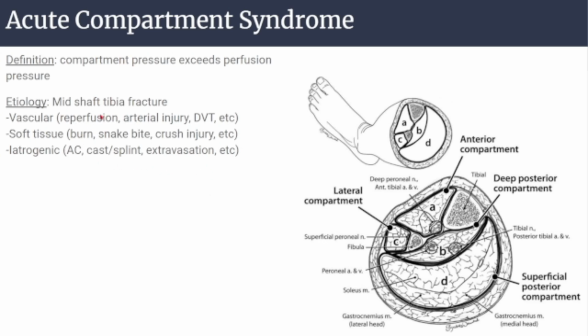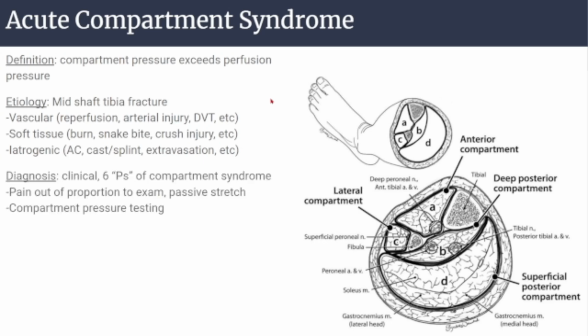It can happen for a lot of reasons, of which midshaft tibia is most common, but vascular injuries, soft tissue injuries, crush injuries, snake bites, use of anticoagulation, a cast or splint which is too tight. There's a lot of reasons why it can happen, but trauma is the most common. Classically, the 6 Ps of compartment syndrome, a few of them would be poikilothermia, paralysis, pain, paresthesias, pulselessness, pain out of proportion to exam.